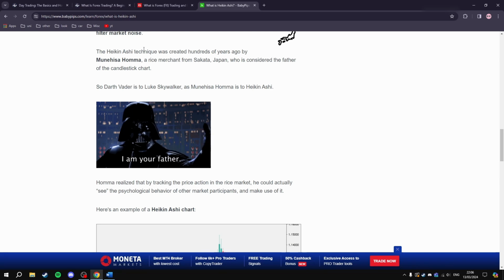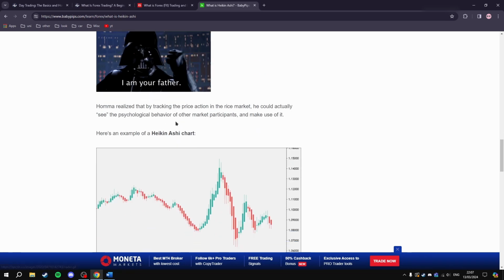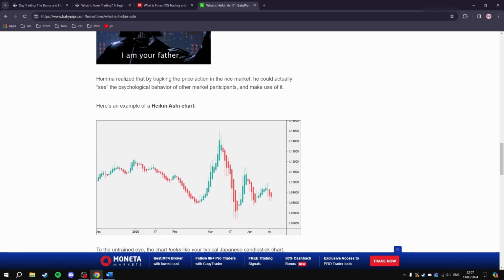The Heikin Ashi technique was created hundreds of years ago by Munehisa Homma, a rice merchant from Sakata, Japan, who is considered the father of the candlestick chart. So Darth Vader is to Luke Skywalker as Munehisa Homma is to Heikin Ashi. I am your father. Homma realized that by tracking the price action in the rice market, he could actually see the psychological behavior of other market participants and make use of it.